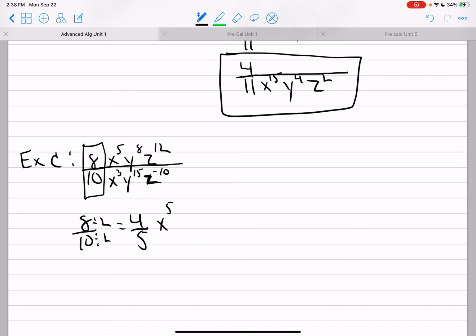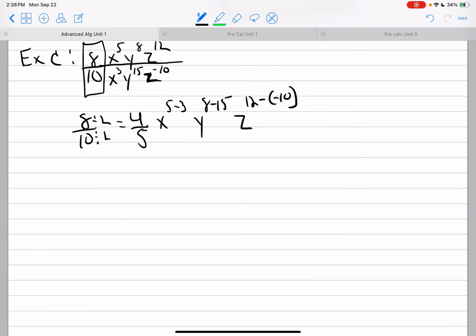I have x, 5 minus 3. I have y, 8 minus 15. And I have z, 12 minus negative 10. That should be pretty good. I have 4/5. I have x squared. I have y, and 8 minus 15 is negative 7. And z, 12 minus negative 10 is actually 12 plus positive 10, so that is z to the 22nd power.